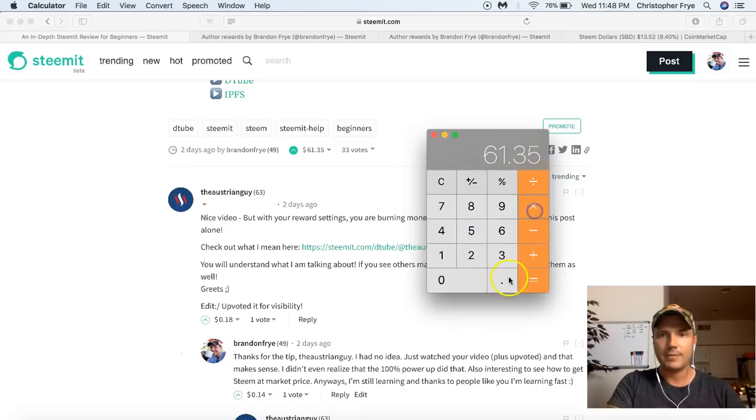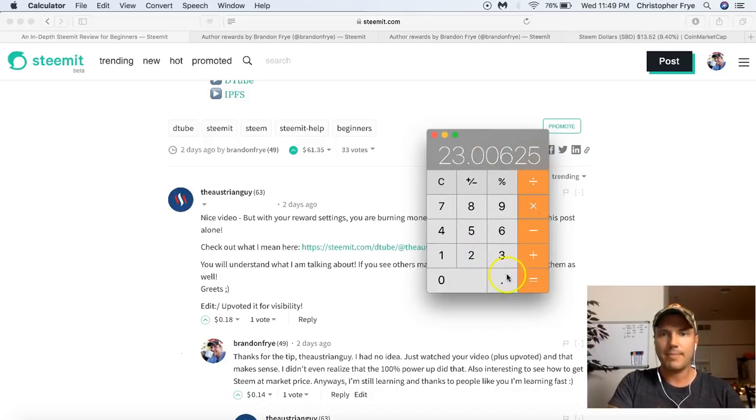61.35 times 0.75 equals this. And I get all of that, but I'm only going to get $46 worth of Steem power. So you divide that by 3.5 to figure out how much Steem power you'll get. So I'll get about 13 Steem power. Been a whole lot more profitable. Let's see what it would have been had I not done that 100% power up. 61.35 times 0.75 equals, then I'd divide that by 2.